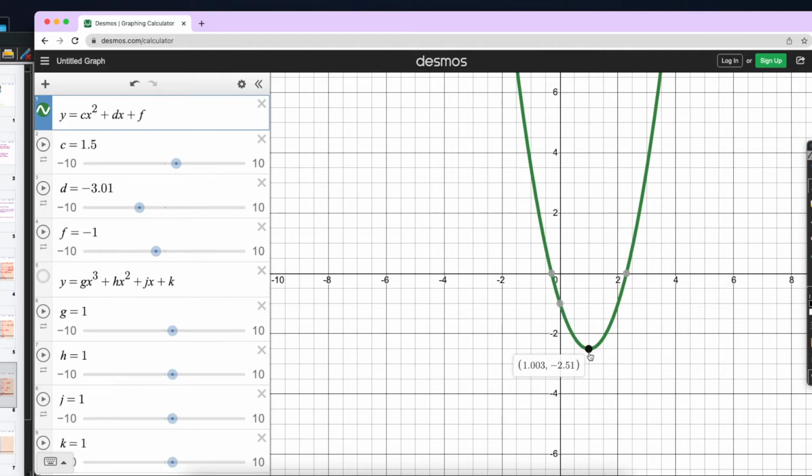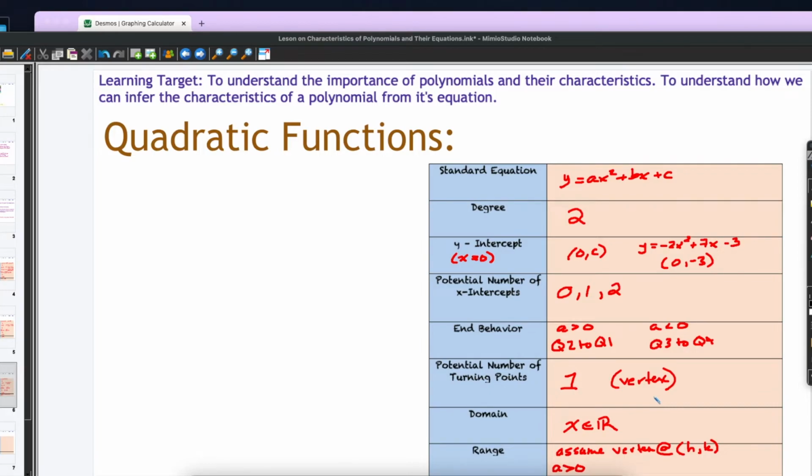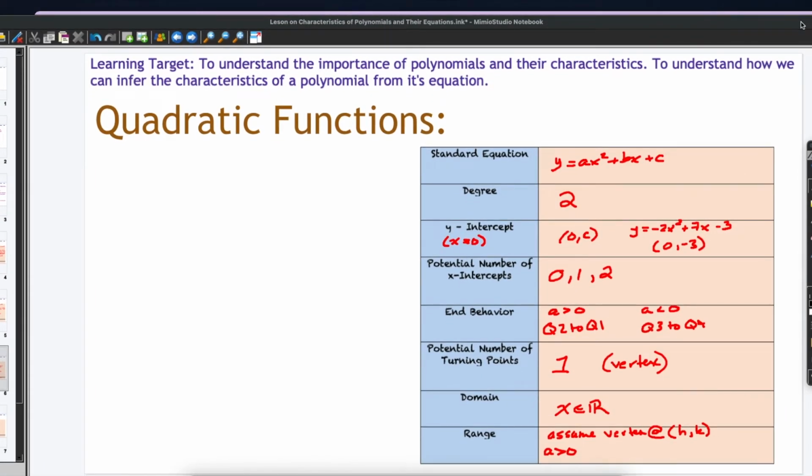It's going to be all of the numbers greater than or equal to that range value. So in this case, it's negative 2.51. My range would be y is greater than or equal to negative 2.51. So what I'm going to do is state, if this was opening upwards, it would be y is greater than or equal to k.